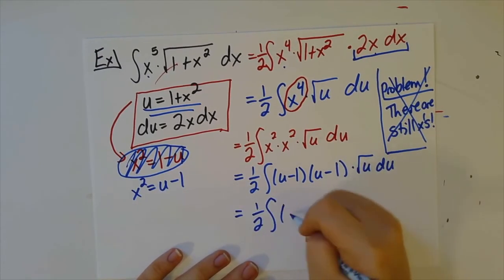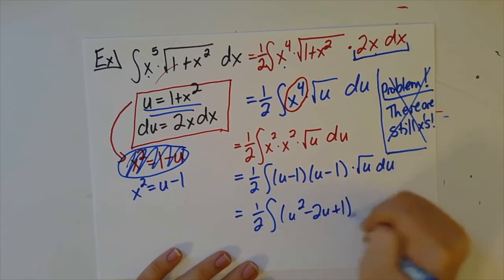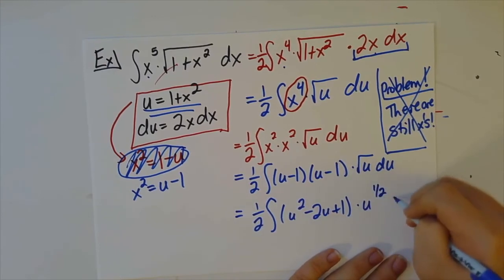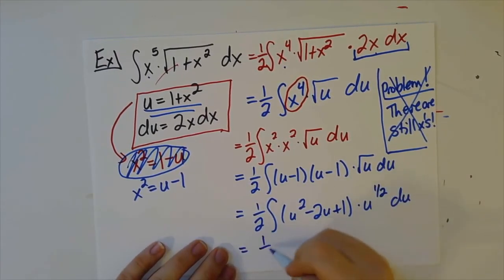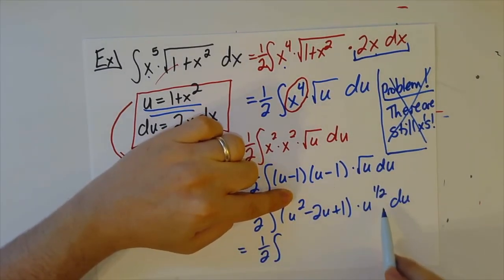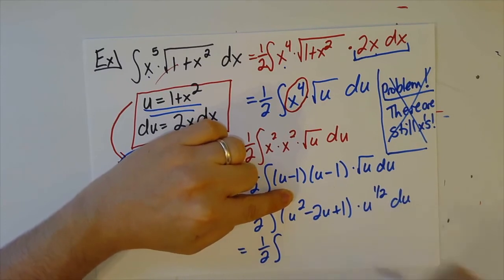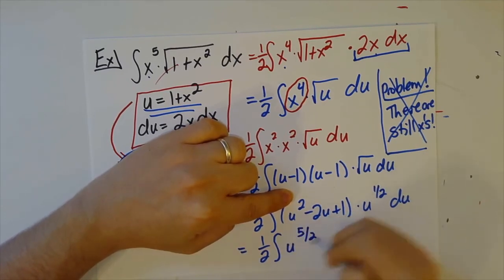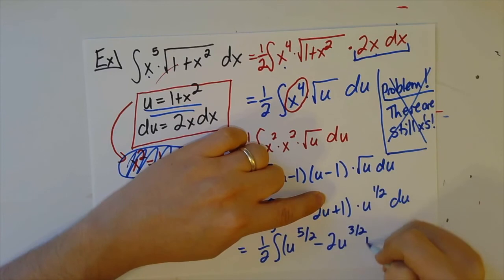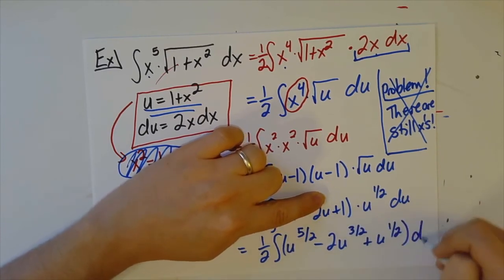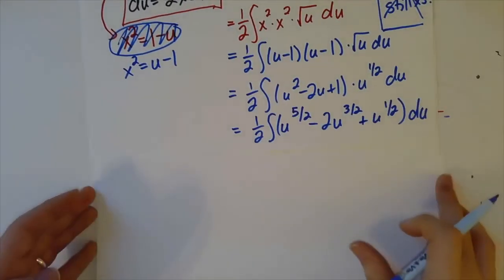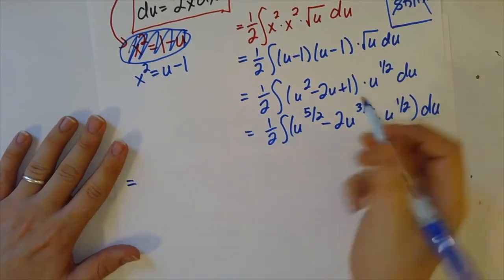Okay, so I'm going to multiply that out. So it's going to be u squared minus 2u plus 1 times, and in order to deal with the square root of u, I'm going to write that as a u to the 1/2. Okay, so continuing dealing with exponents, when I distribute this u squared times u to the 1/2, remember you add exponents, so that's going to be a u to the 5/2 minus 2u to the 3/2 plus u to the 1/2 du. And I can now do that integral. I'll come over here and continue from there.